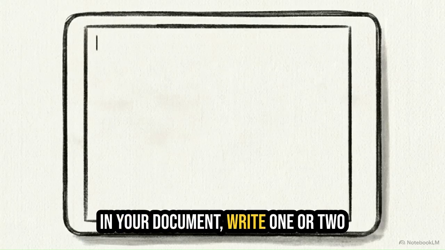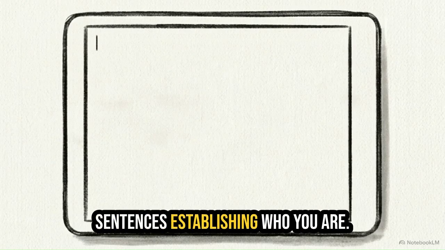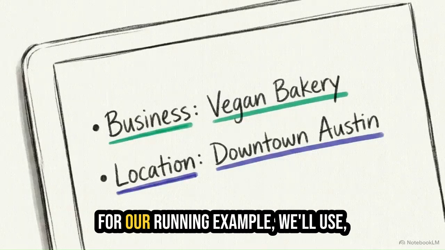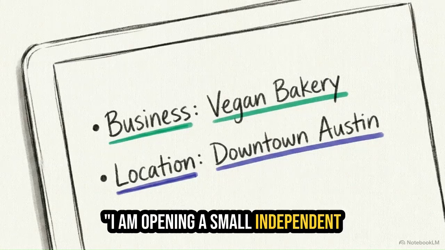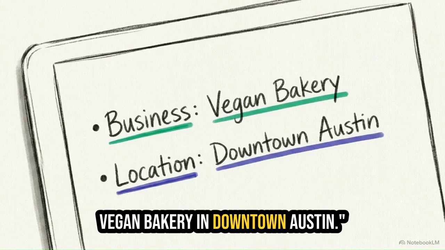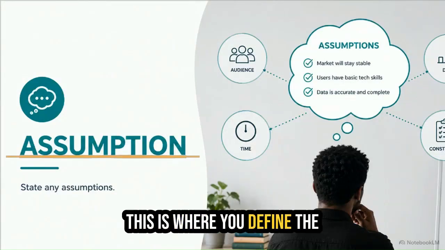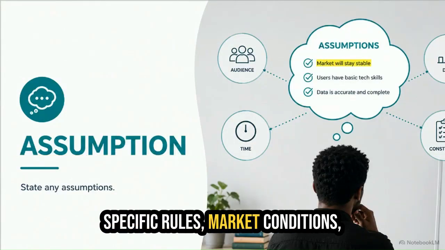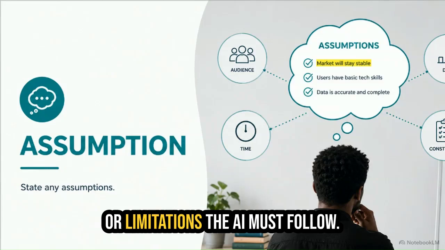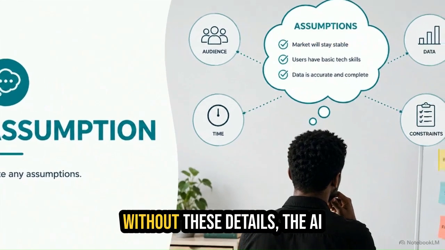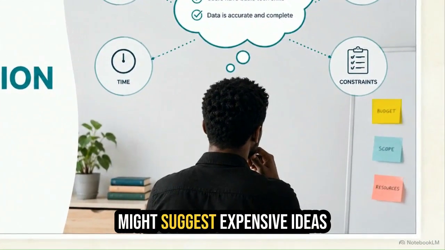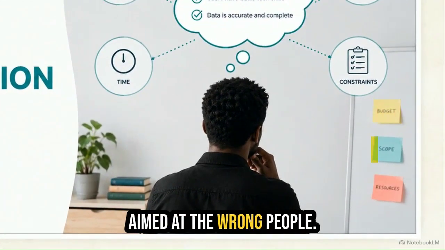In your document, write 1 or 2 sentences establishing who you are. For our running example, we'll use, "I am opening a small, independent vegan bakery in downtown Austin." Step 2 is assumption. This is where you define the specific rules, market conditions, or limitations the AI must follow.